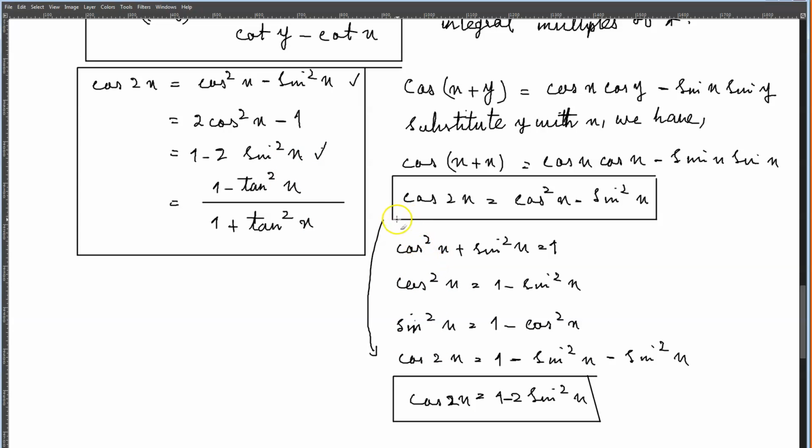Now again, in this formula, what I can do is instead of sin squared x, I can write 1 minus cos squared x, meaning that I can write cos of 2x is equal to cos squared x minus sin squared x is equal to cos squared x minus 1 minus cos squared x.